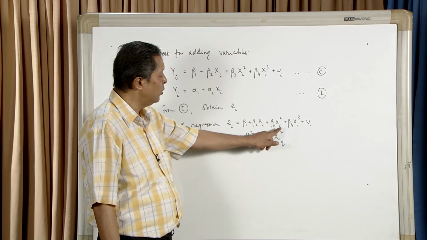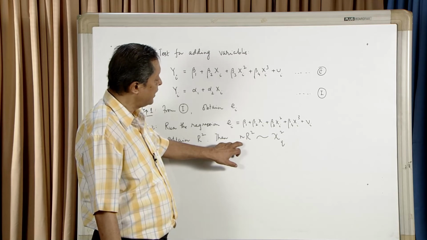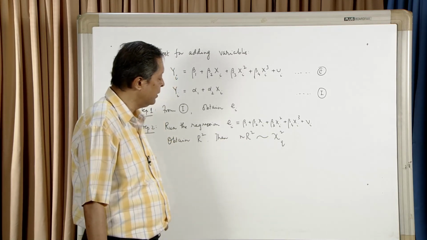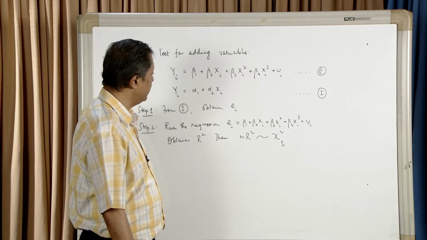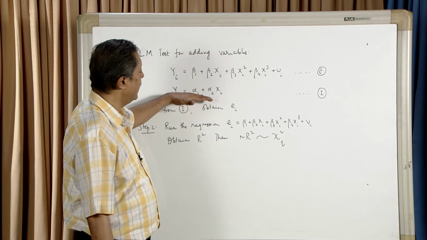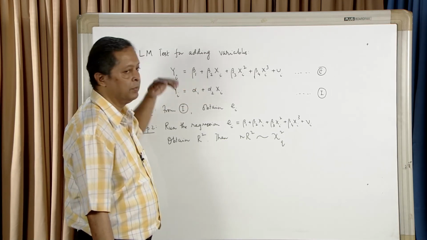Here q will be equal to 2, and then if the calculated value of the test statistic exceeds the critical value of chi-square with q degrees of freedom, then we reject the null hypothesis, that is we reject the restricted regression and we go for the unrestricted regression. That means we go for the correct model.